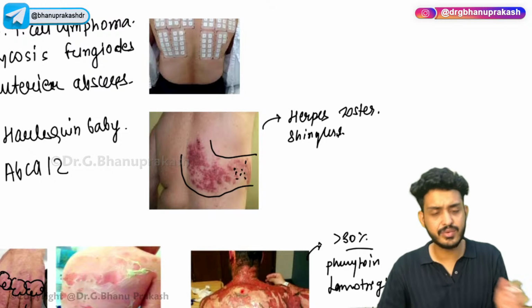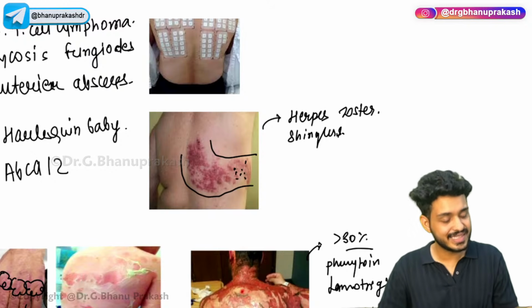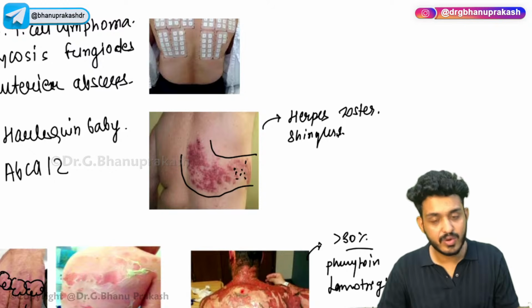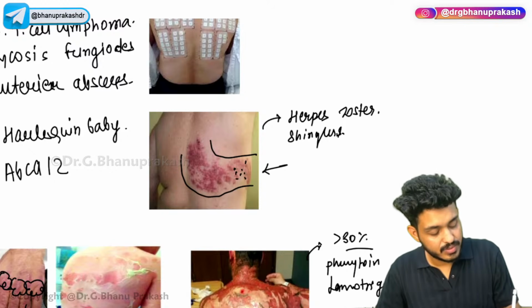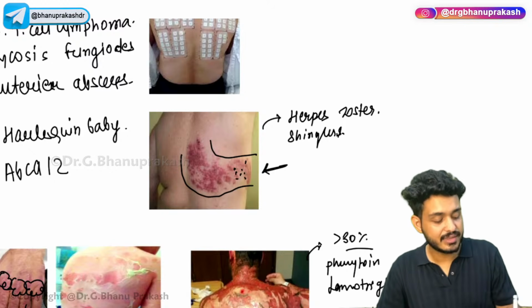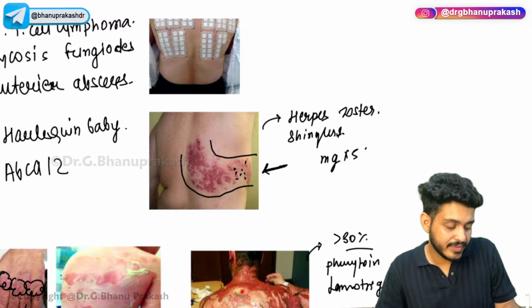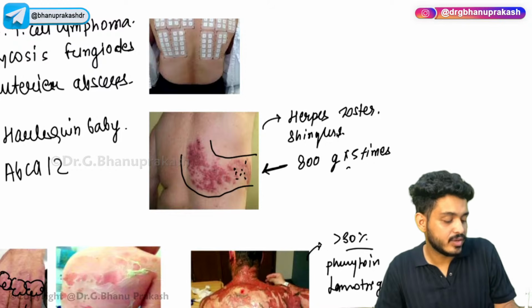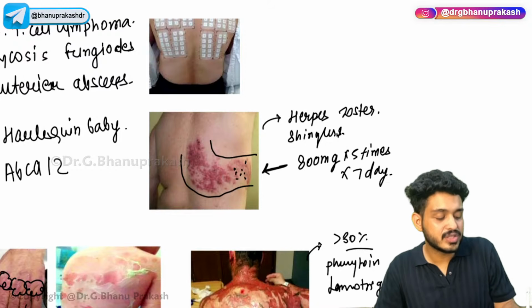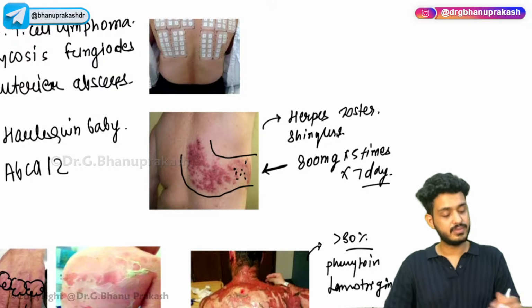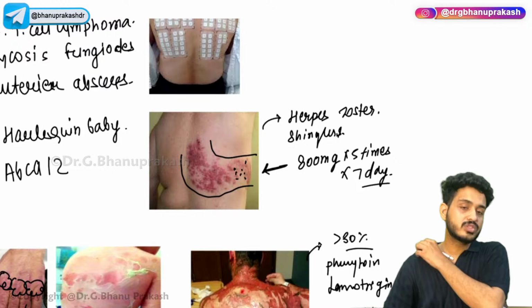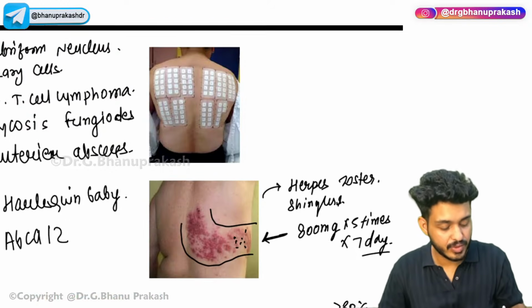Sézary cells are the cells you will be finding in cutaneous T cell lymphoma. Okay, cerebriform nucleus will be there. So this is about the shingles. Let me teach you the doses of the treatment also. We are giving 800 milligram 5 times a day for 7 days, because it is a painful situation. Thoracic nerve roots are most commonly involved. Okay, this is how you will be finding.